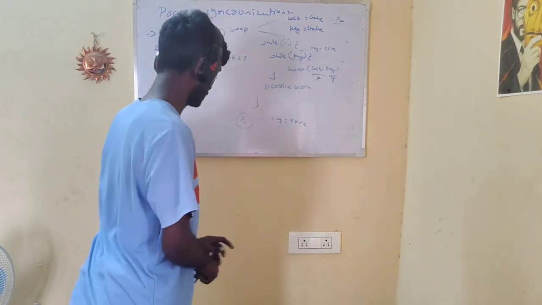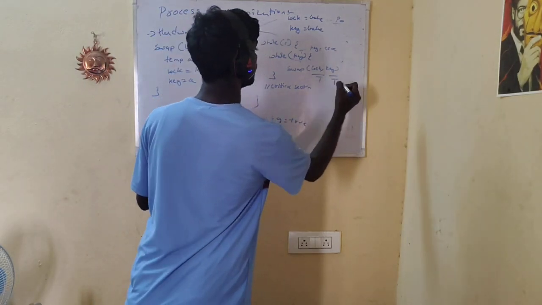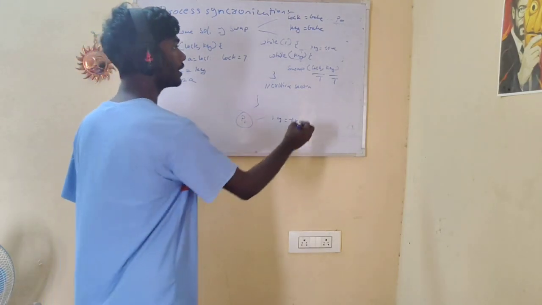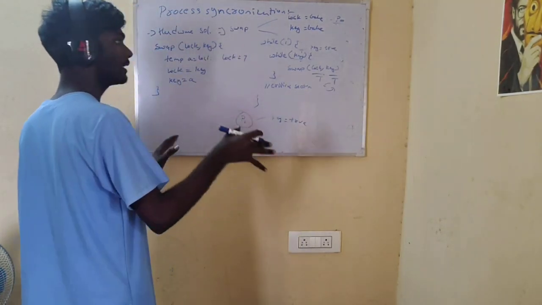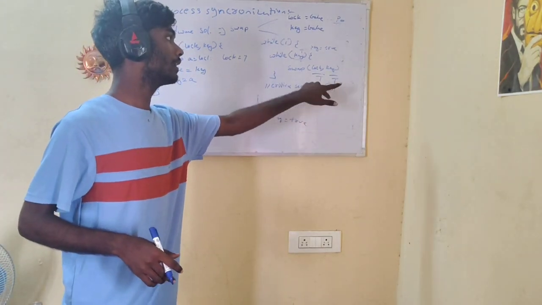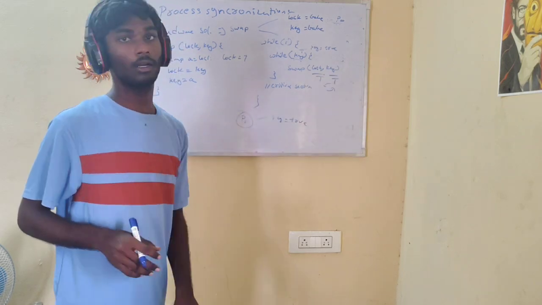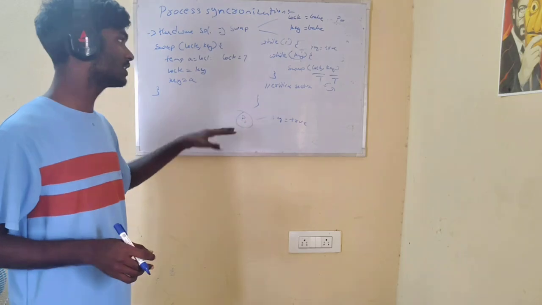Swap of lock comma key. Here lock value is true and key value is true. So no matter how many times you are swapping these two values, both are true. So until one of them becomes false, we are not having access to the critical section in process P1.